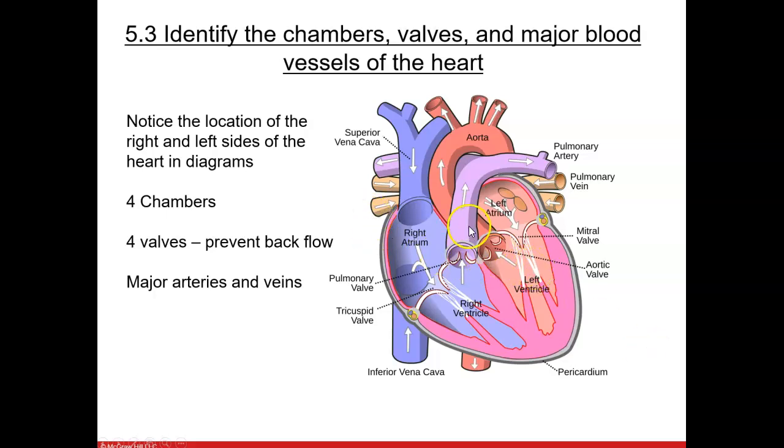The aorta is going to carry blood away from the heart, and that's the big artery in the body. The pulmonary artery is going to carry blood to the lungs, and the pulmonary veins are going to carry blood from the lungs to the heart. You can see they enter there. There's 4 of those. 2 pulmonary arteries, 4 pulmonary veins.